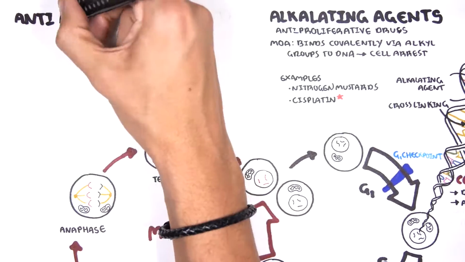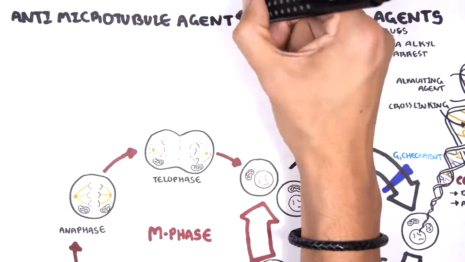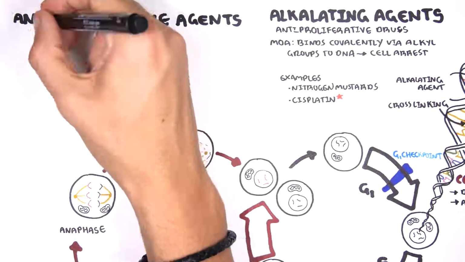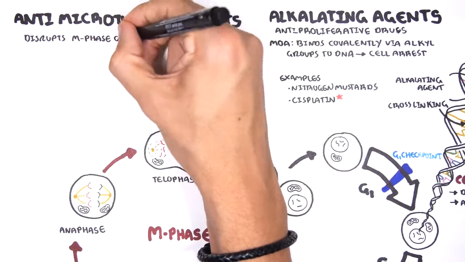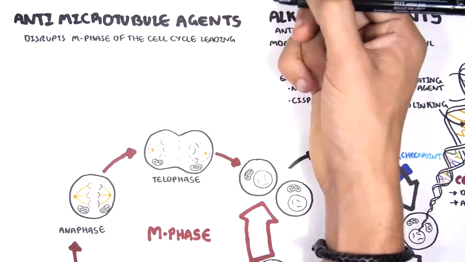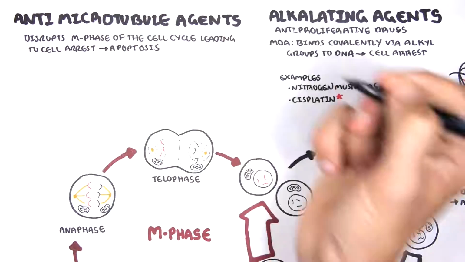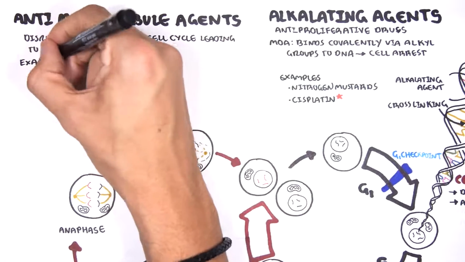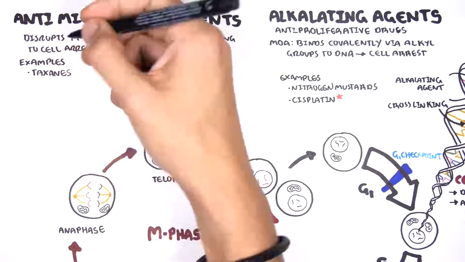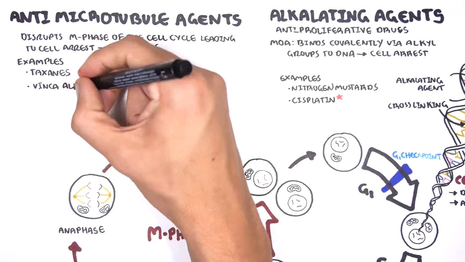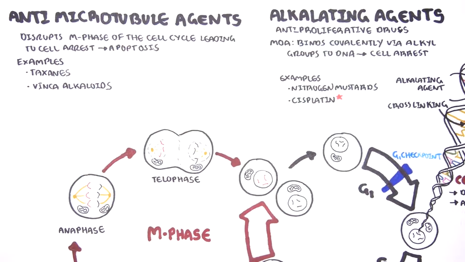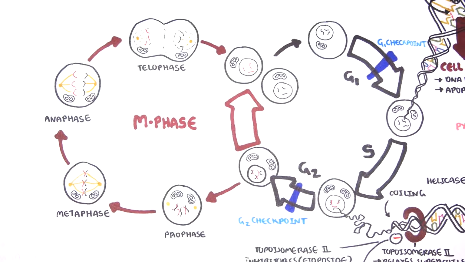The next chemotherapy class works on the M phase of the cell cycle and is called the anti-microtubule agents. These guys disrupt the M phase of the cell cycle, leading to cell arrest, which then will lead to apoptosis. These are the taxanes and the vinca alkaloids. Let's just quickly recap the M phase to understand how these anti-microtubule agents work. The M phase consists of the prophase, metaphase, anaphase, and telophase.